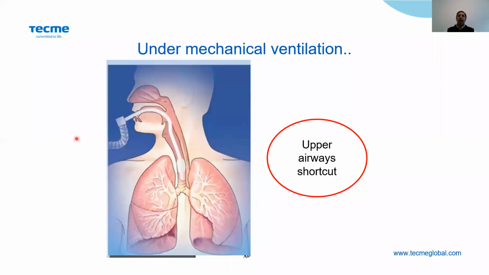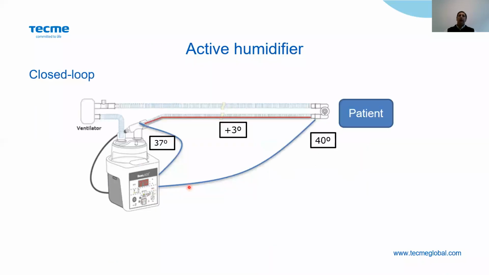As we are taking gas from the wall that is dry and cold, we will have to condition this gas before it goes inside the lung. The goal is to achieve 37 degrees here with 100% humidity. So in this situation, we have two options. One is the active humidifier, where we use an external device to warm up the gas that is going to be delivered to the patient.